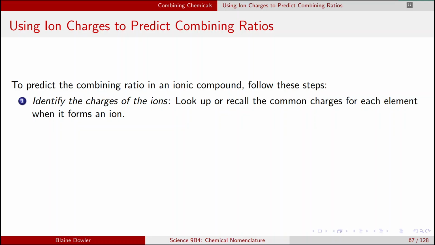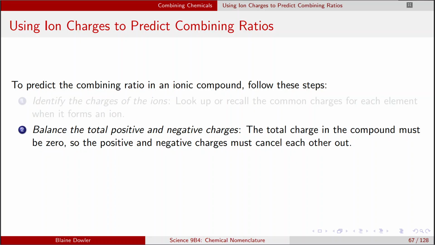Using ion charges to predict the combining ratios. To predict the combining ratio in an ionic compound, we follow these steps. Step 1. Identify the charges of the ions. So look them up on the periodic table. You can recall them. I don't expect my students to memorize anything that's on that periodic table of the elements, but some teachers do. Some students will just accidentally memorize it because they use them often enough. But you look up or recall the common charges for each element when it forms an ion.